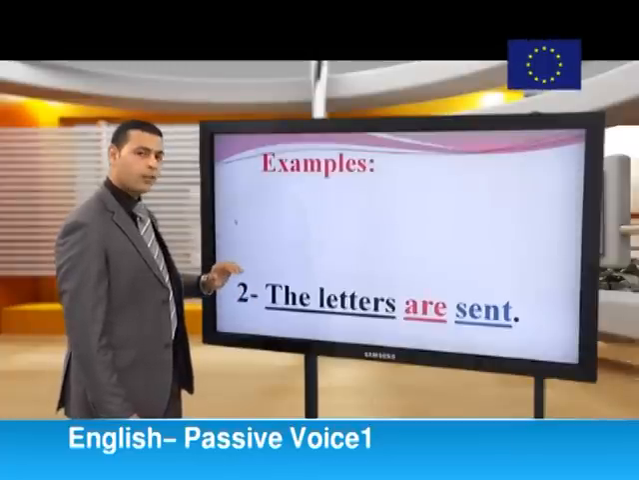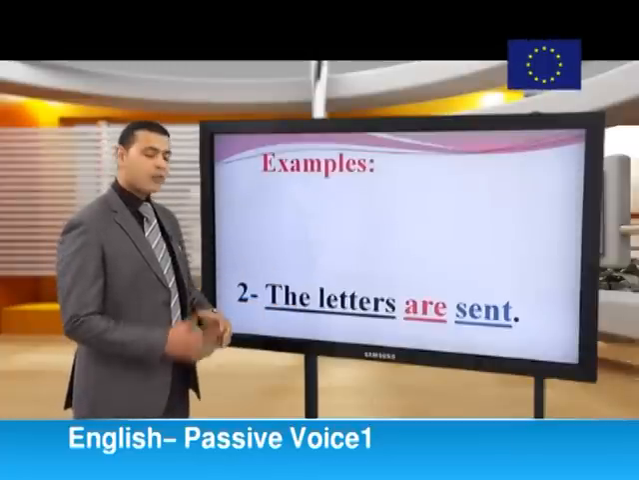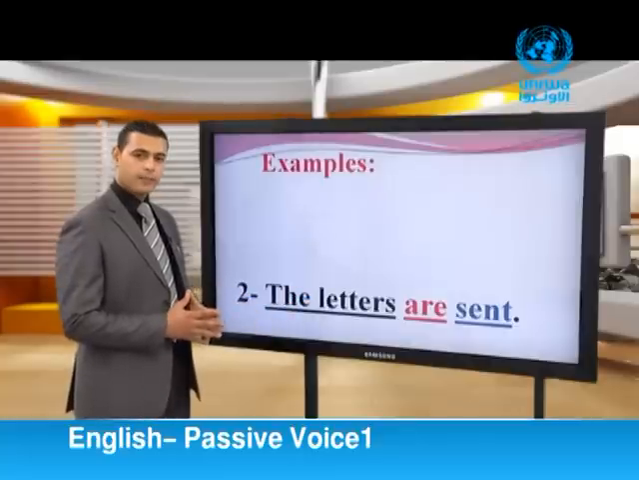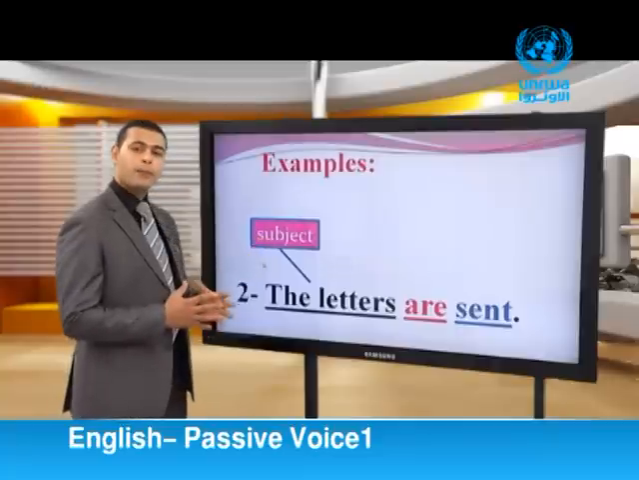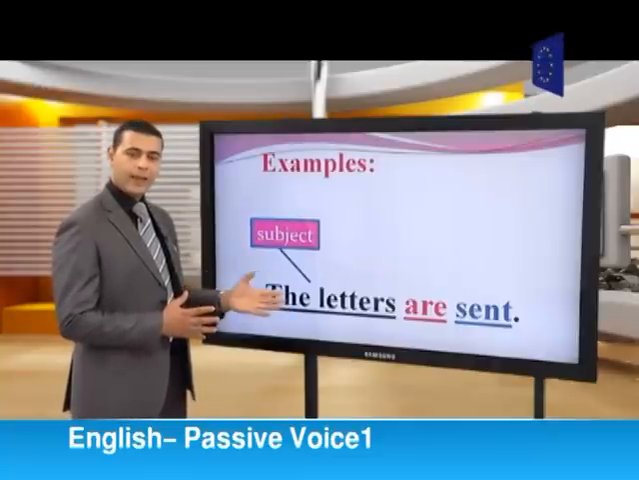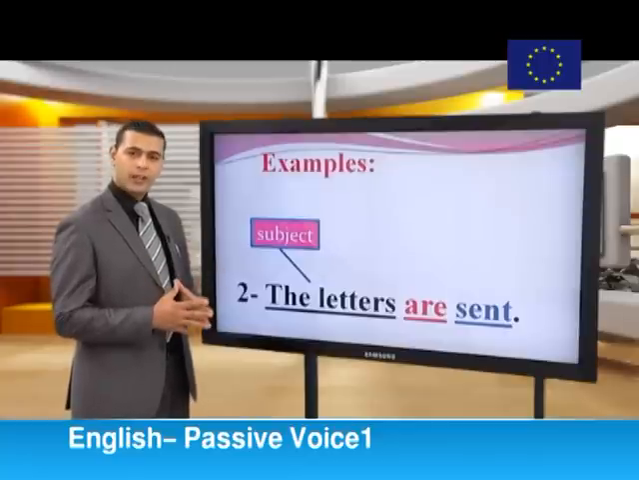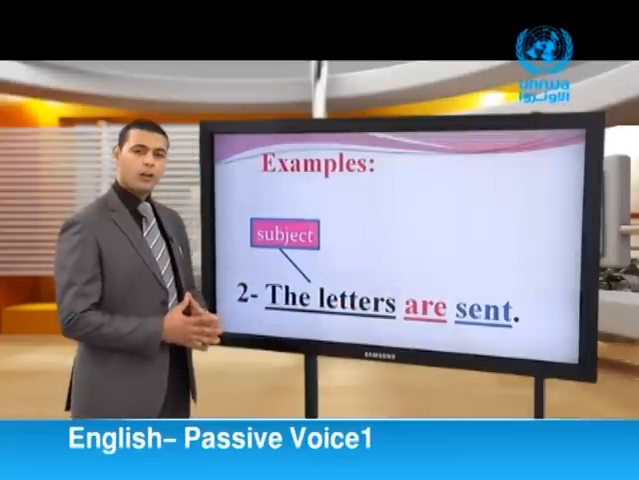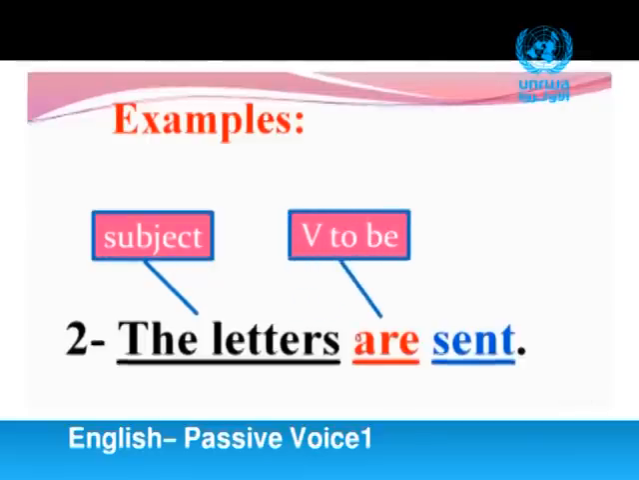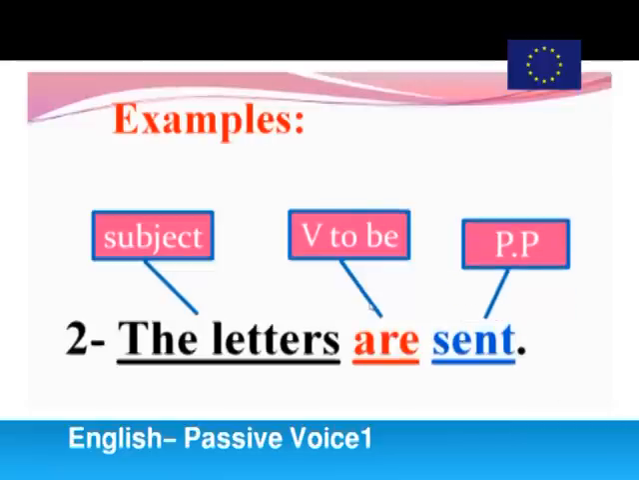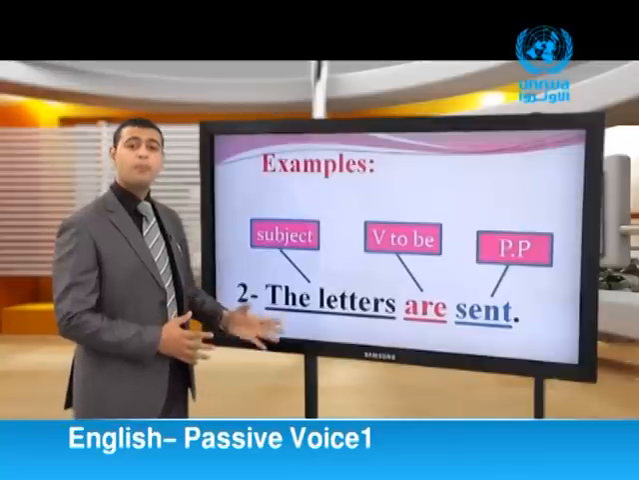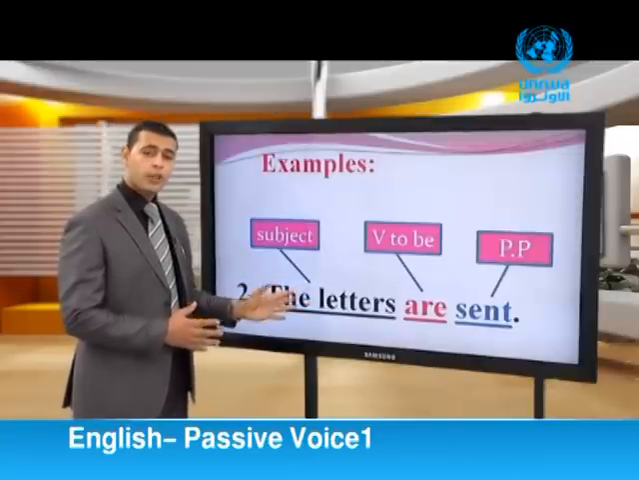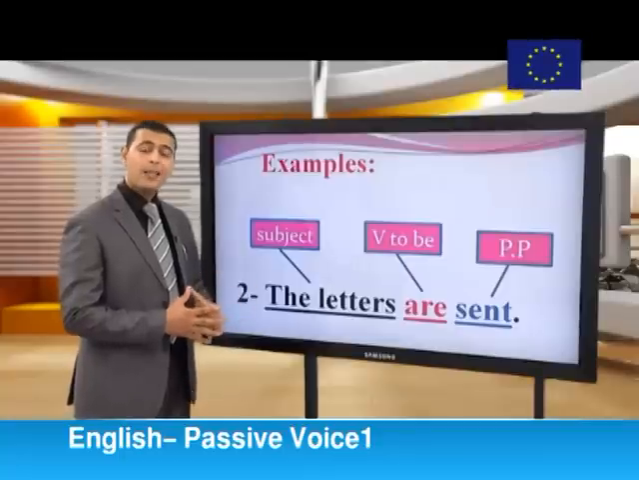Example number 2, المثال الثاني. The letters are sent. Let's look here. The letters is the subject. الفاعل هنا, the letters. Is it a singular subject or a plural subject? Of course, it's a plural subject. هذا فاعل جمع. So it's followed by are. Are is a form of verb to be. After are, we have sent in the past participle. The sentence is: the letters are sent. Because the subject is plural, the verb that follows is are, a form of verb to be in the plural.